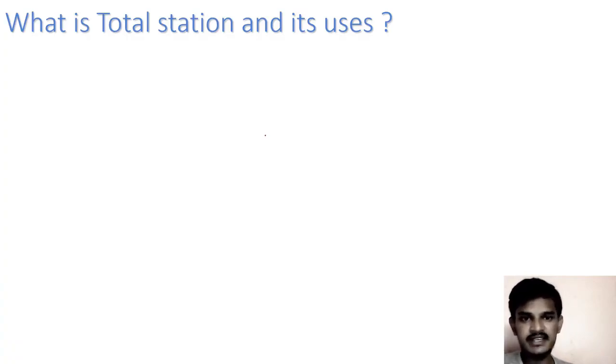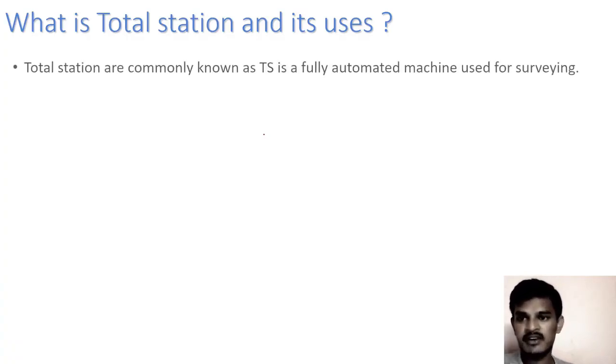First, we'll see the uses in particular here, right? Total stations are commonly known as TS, right? It is a fully automated machine. It is used for surveying, right? Generally in surveying we measure the horizontal distance, vertical distance. We measure horizontal and vertical angles and areas and all, right?